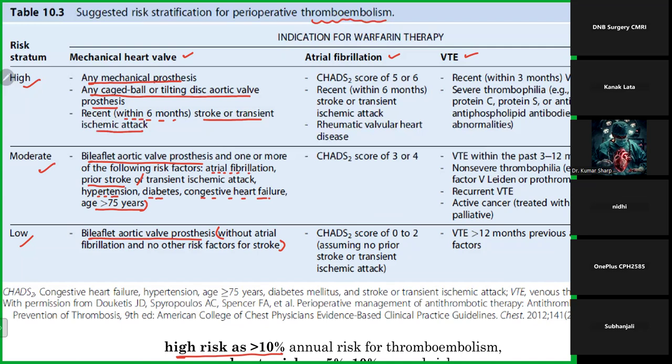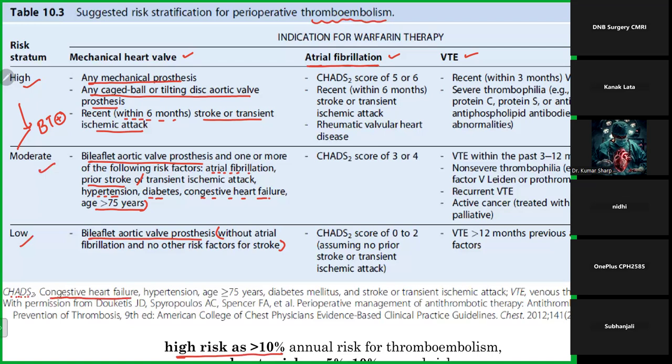In high risk and moderate risk patients, perform bridging therapy. In low risk patients, you can avoid bridging therapy, but it is also an individualized decision for a patient. Similarly, for atrial fibrillation, we have the CHADS-2 score.